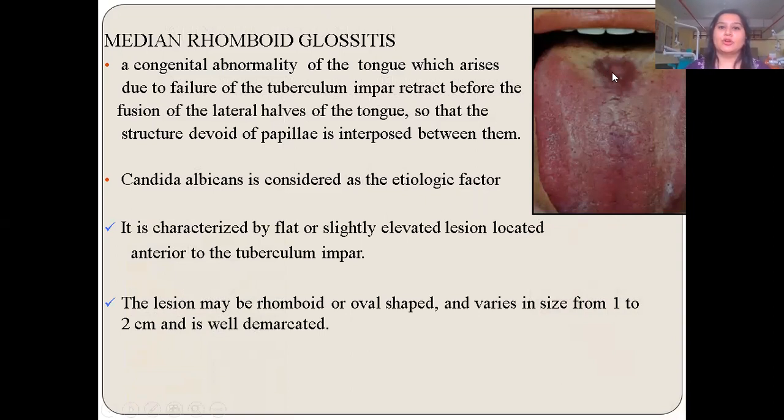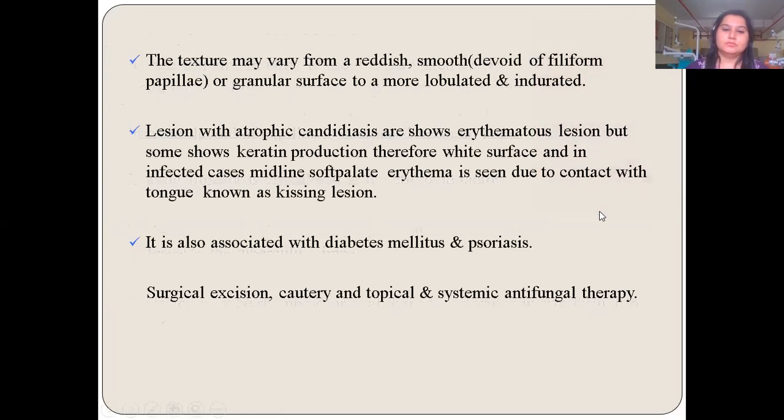Here you can see a rhomboid shaped atrophic depapillated area, which is the median rhomboid glossitis. It can be oval shaped also, and it may vary in size from 1 to 2 centimeters and is well demarcated from the surrounding tongue mucosa. The texture of this lesion may vary from a reddish, smooth surface devoid of filiform papillae or granular surface to a more lobulated and indurated structure.